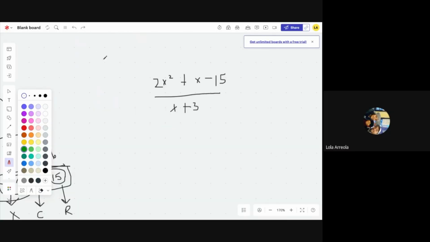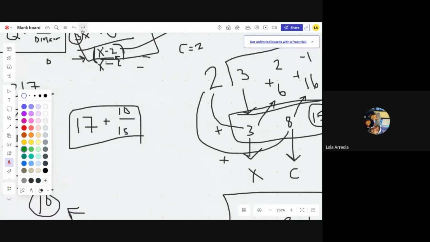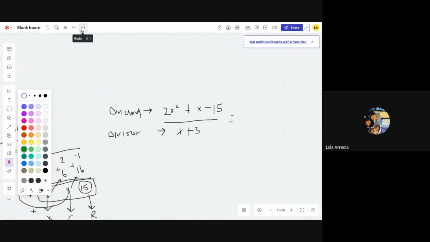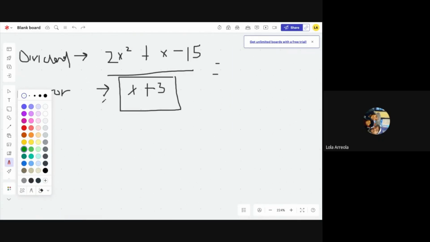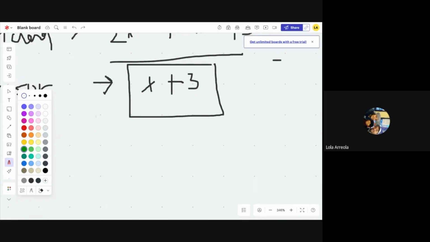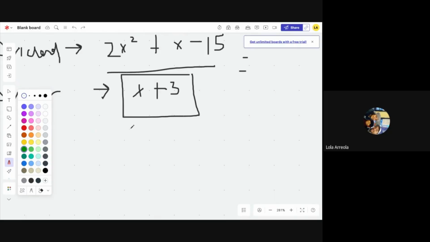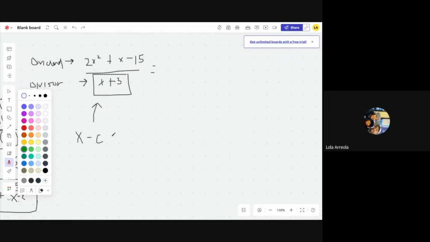Okay, so for this next problem, problem number 11, same process, where I have 2x squared plus x minus 15 divided by x plus 3. This is my dividend, and below is my divisor. And we're trying to solve for the quotient, what it equals, okay? Remember, whenever we use synthetic division, we have to make sure that the divisor is in the form x minus c, where x is to the first power minus c. Right now, I don't see x minus c, I see x plus c.